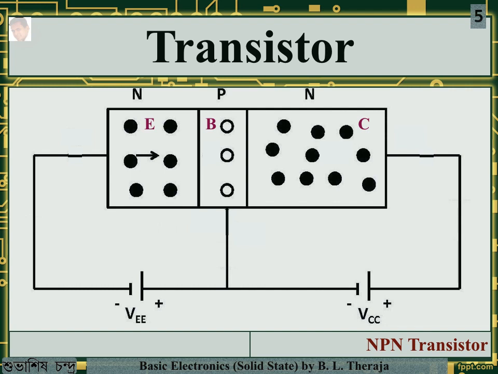The reverse biased collector base junction draws most of the electrons into the collector terminal. As the emitter base junction is forward biased, the potential barrier at the junction gets reduced and electrons diffuse across the junction from the emitter to the base region. The holes diffuse from the base to the emitter region.